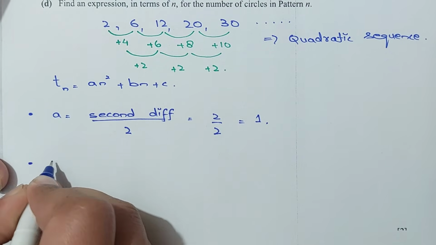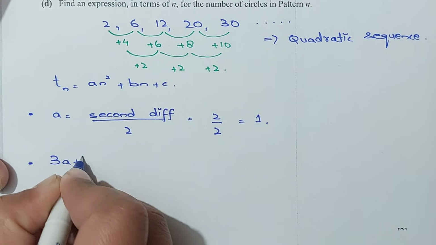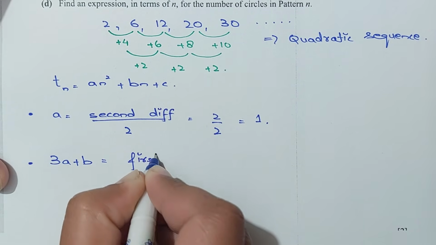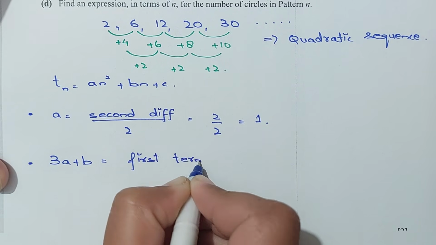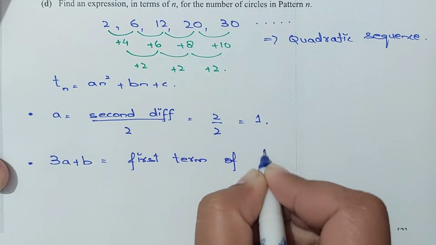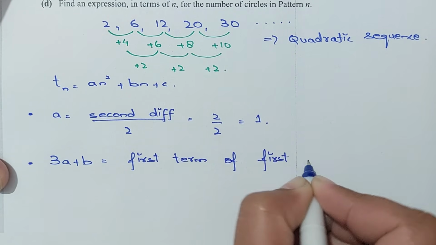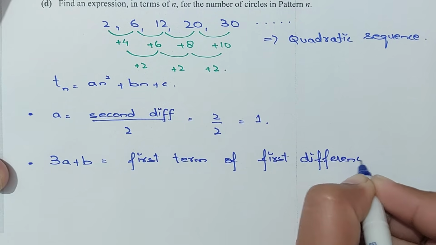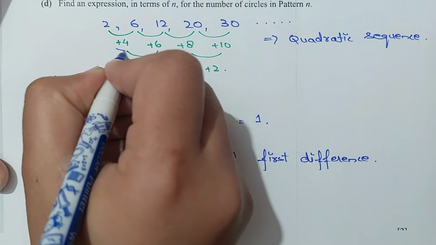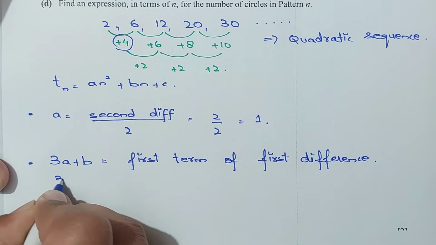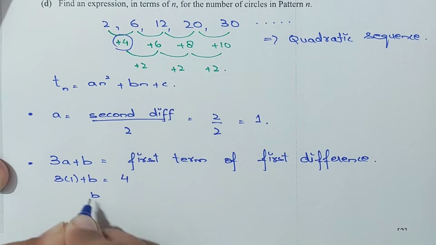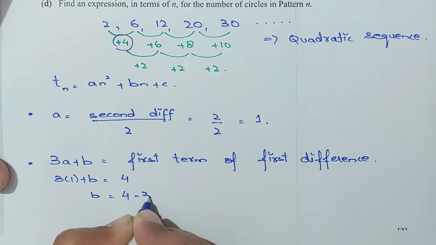Now what is b? So 3a plus b equals the first term of the first difference. The first term of the first difference is 4. So 3 into 1 plus b equals 4. So b would be 4 minus 3. So b equals 1.